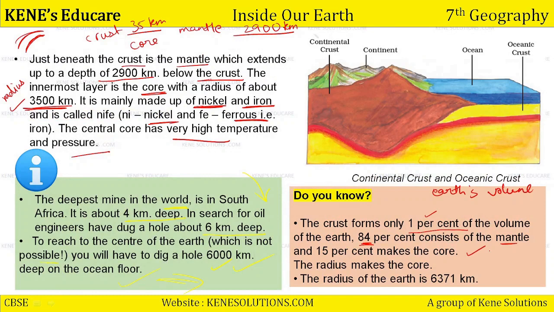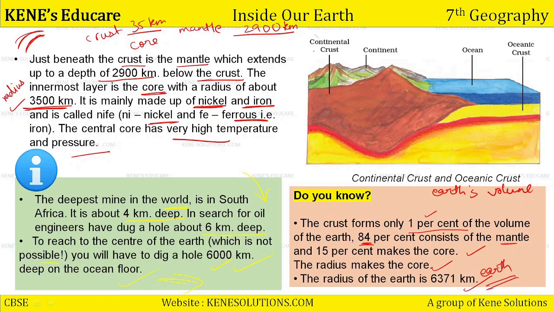So सबसे ज्यादा वॉल्यूम किसका है? मैंटल का. रिपीट विद मी. सबसे ज्यादा वॉल्यूम किसका है? मैंटल का, देन कोर का, देन क्रस्ट का. क्रस्ट हैज ओनली 1% ऑफ द वॉल्यूम ऑफ अर्थ, मैंटल हैज 84% ऑफ वॉल्यूम ऑफ अर्थ, एंड कोर हैज 15% ऑफ वॉल्यूम ऑफ अर्थ. ओके, द रेडियस मेक्स द कोर, और रेडियस कितना है? 6371 किलोमीटर. This is the radius of earth. Okay, this is the radius of earth, 6371 kilometers.